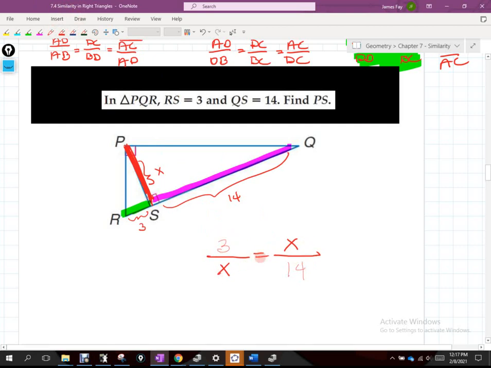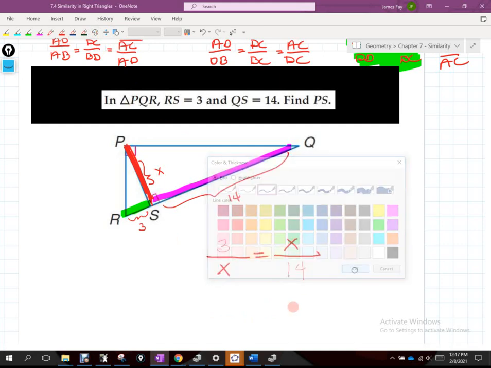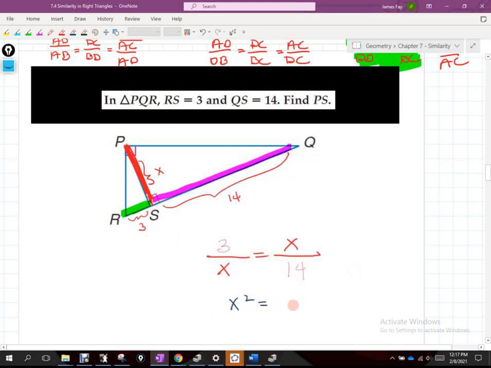Okay. So what do I get when I cross multiply here? X squared equal to... I'm just going to write, because I know what we're going to do here, I don't like, and I talked about this I think last week a little bit, I don't like multiplying.